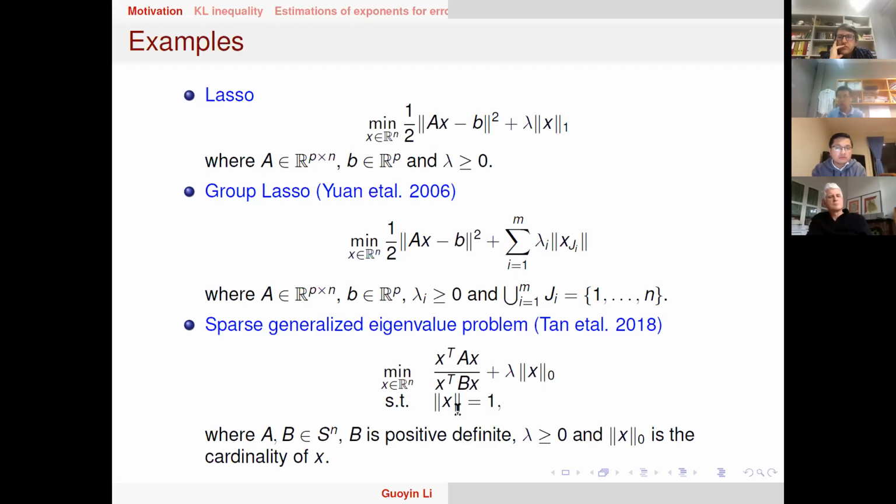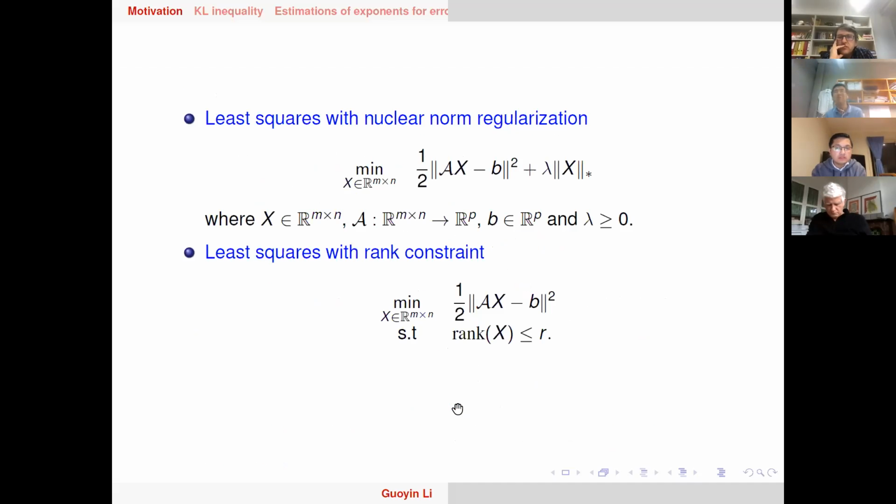Okay, of course you can also deal with matrix problems. The typical one is the matrix completion problem, where you do least squares and try to promote the low rank structure, so you add the nuclear norm in this case. Again, lambda is a trade-off parameter. You can also put the rank constraint in as a constraint, which forms the least squares with rank constraint. All these problems serve as examples which fit the model problem I described before. You can put them into that form.